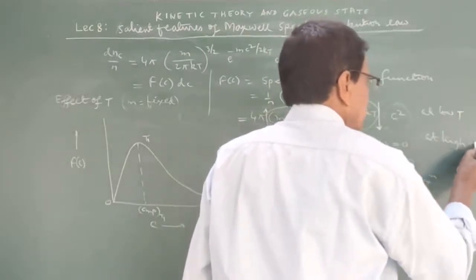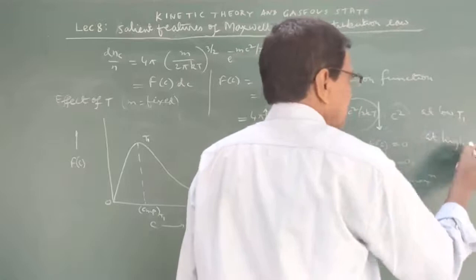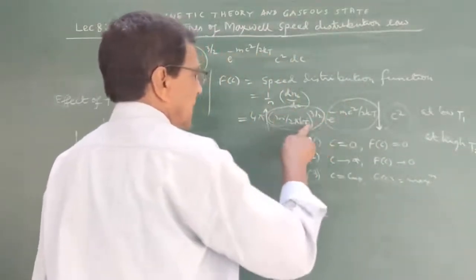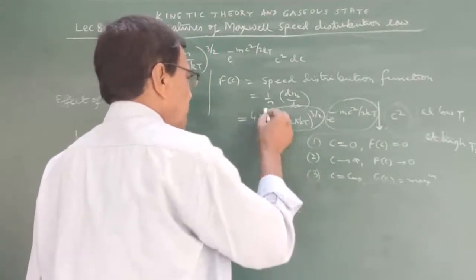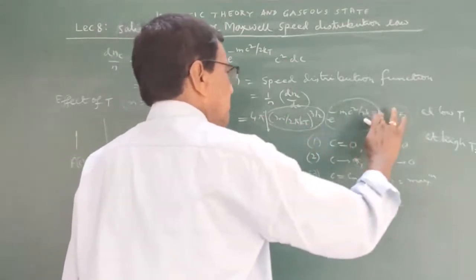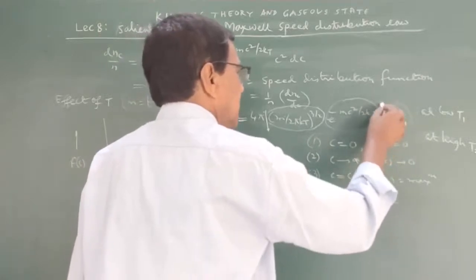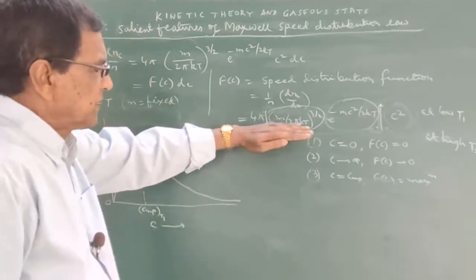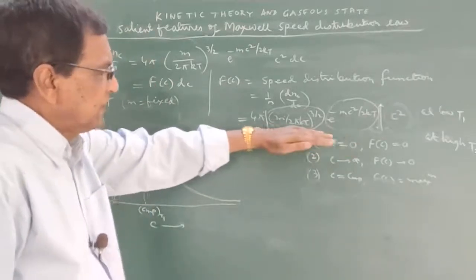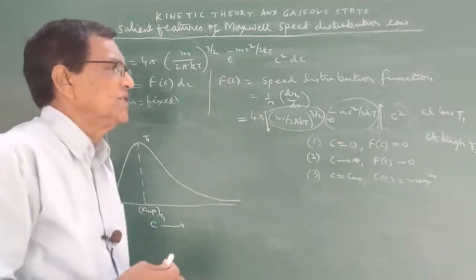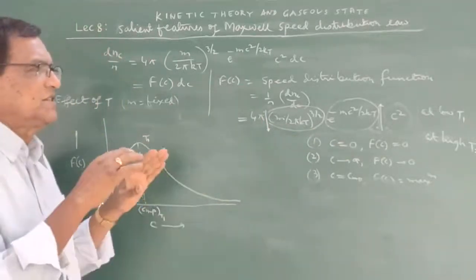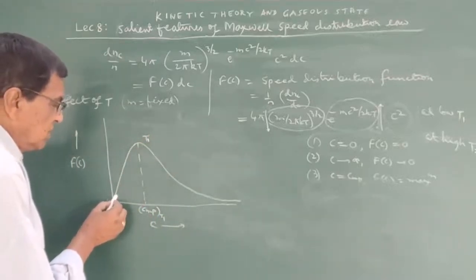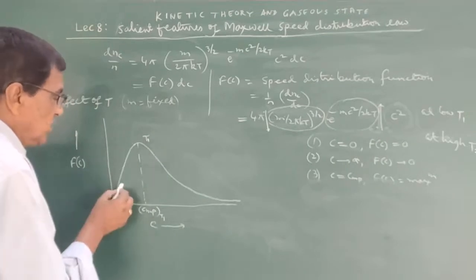If at high T, suppose this is T1, this is T2, at high temperature this term is low and this term is high. This is the non-exponential term, and this is the exponential term. The non-exponential term decreases with the increase of temperature. So at this temperature T2, which is the hot temperature, this curve will come below the lower temperature curve.